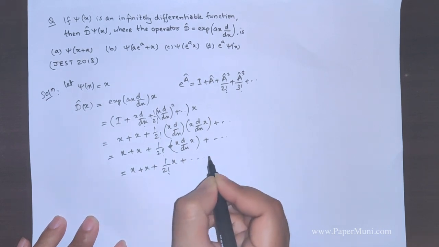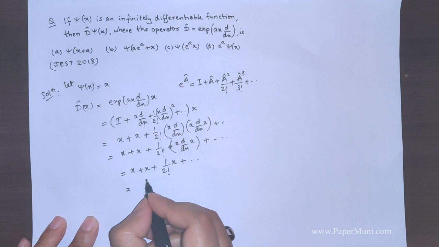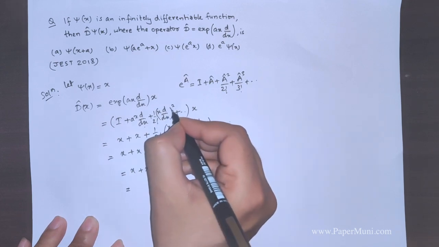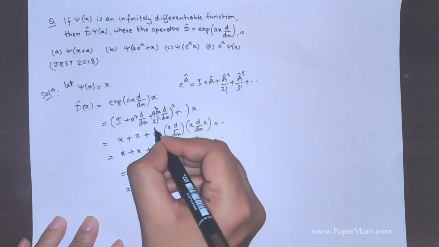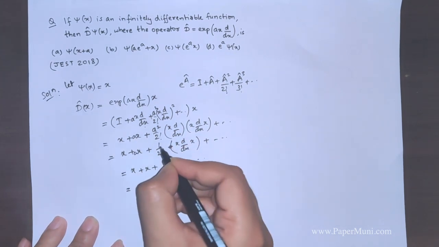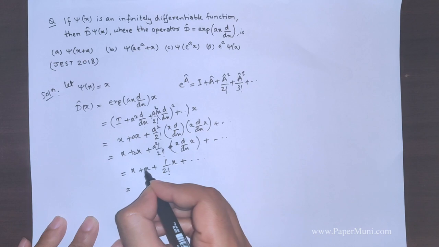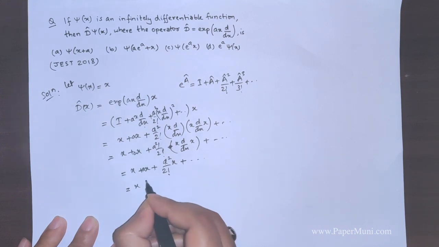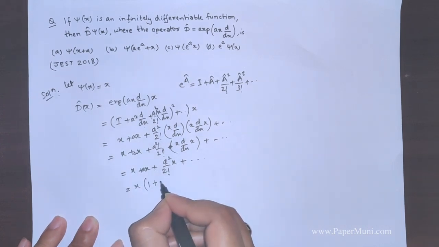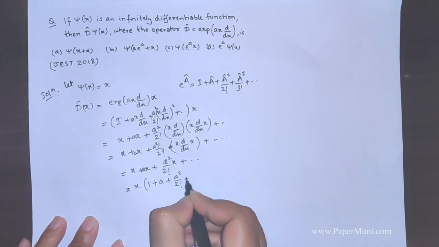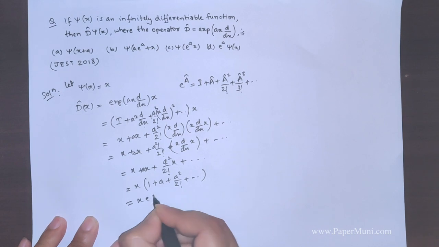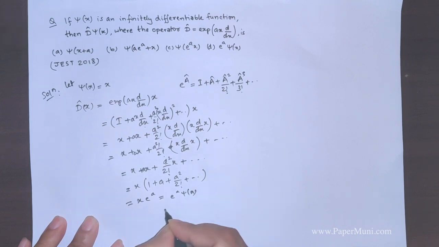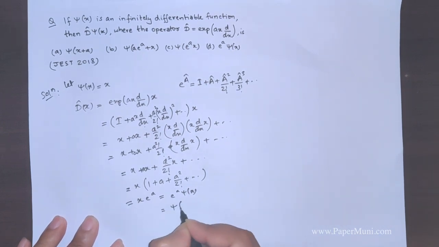So this goes on, and now there is an a here, I forgot, I just missed this thing, so this will give you a square out here. Let me write it down, this is a here, a square, again a here, and this is a square. So you can take the x common, so this will give you 1 plus a plus a square by 2 factorial and so on. Now this can be written simply as e to the power a, which we can write like this also, or we could have written like this also.